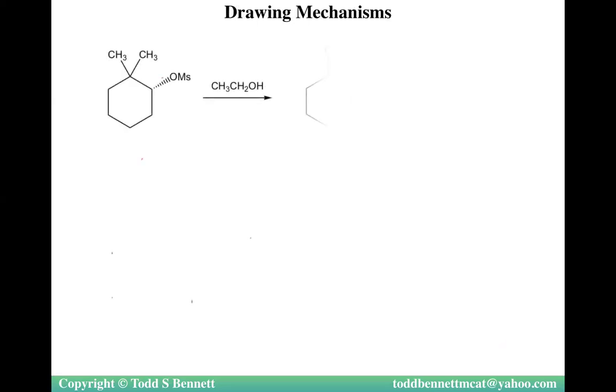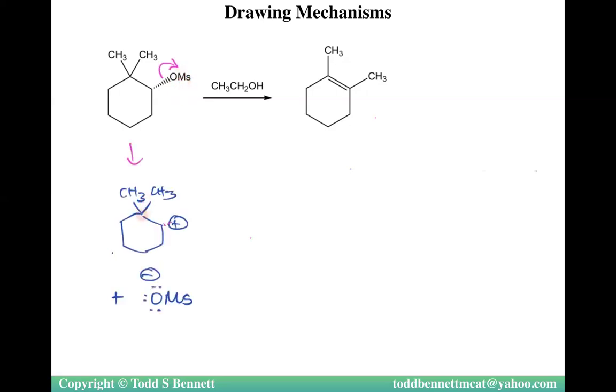Drawing the mechanisms, this is where we're going to transition into the big picture. So we're kind of done messing with the elimination. Now I want to see the big picture. So I have OMs, which was an OH that got methylated. So this is a really good leaving group. So the leaving group is going to first leave. And when it does, it's going to leave a carbocation. This is a secondary carbocation because there's 1, 2 carbons.